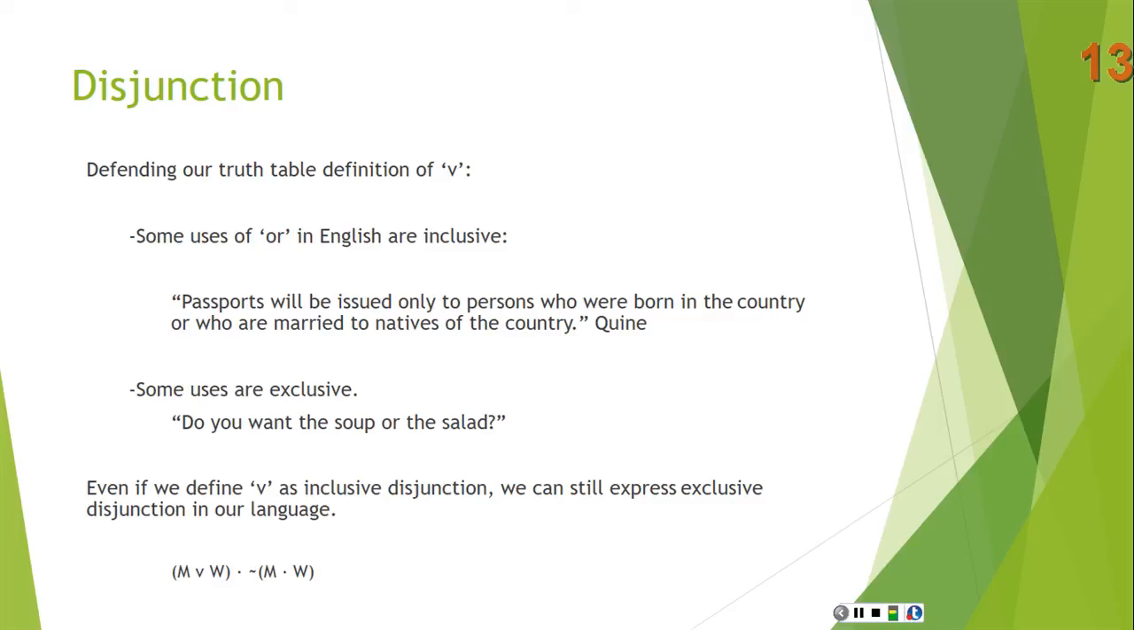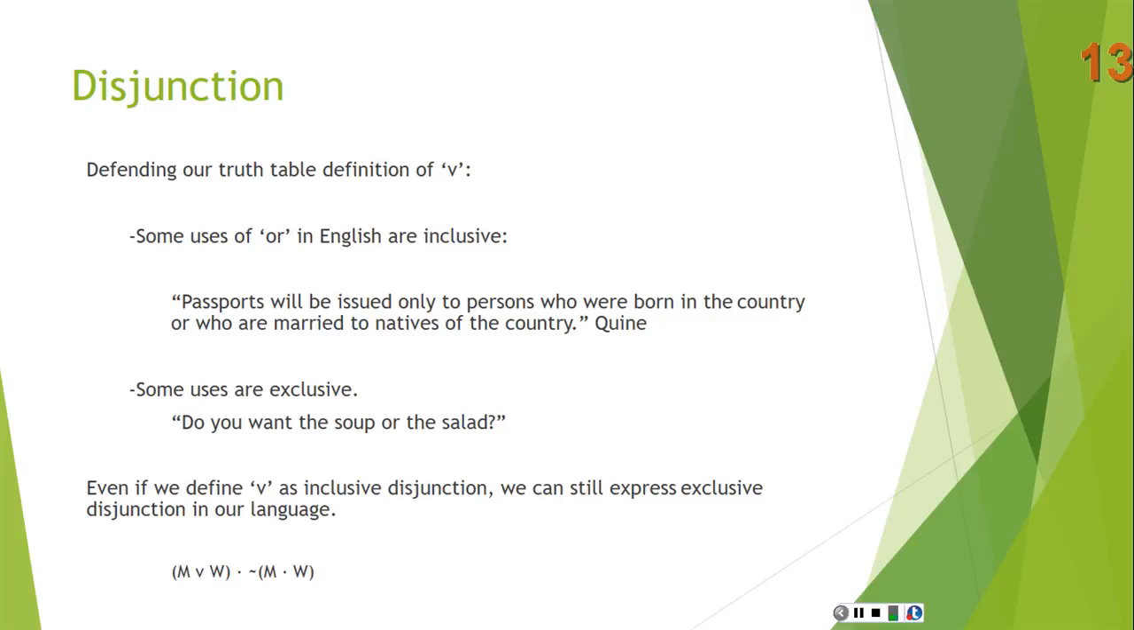Suppose someone's going to get a passport and they satisfy both conditions. They were born in the country and they're married to a native of the country. They're not going to be denied a passport. This is inclusive. If you satisfy both conditions, you still qualify for a passport. The statement doesn't say you can only satisfy one of them in order to get a passport. If you satisfy both, you can get a passport, so it's inclusive.